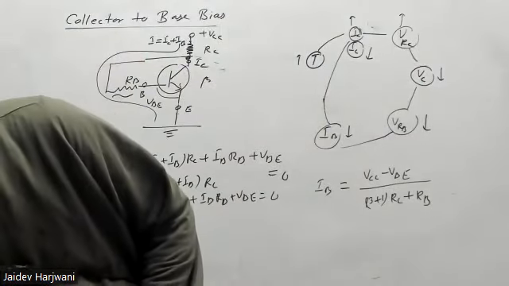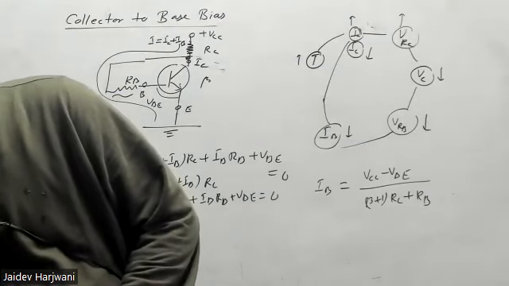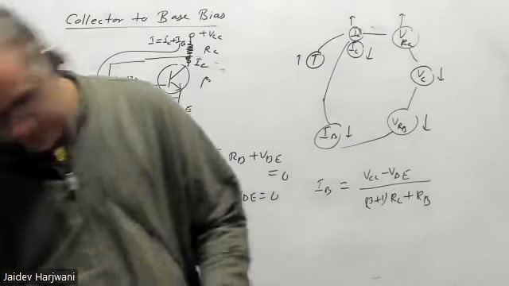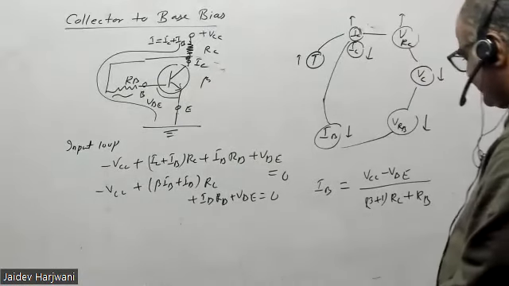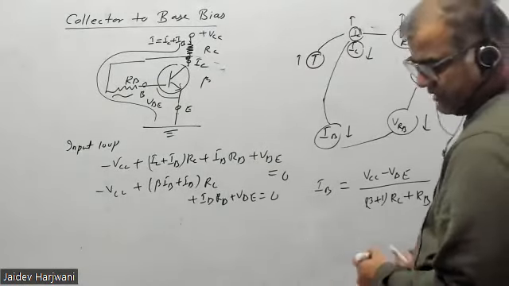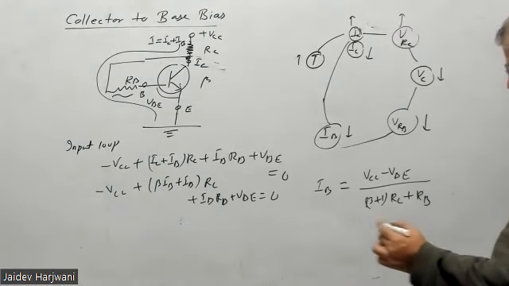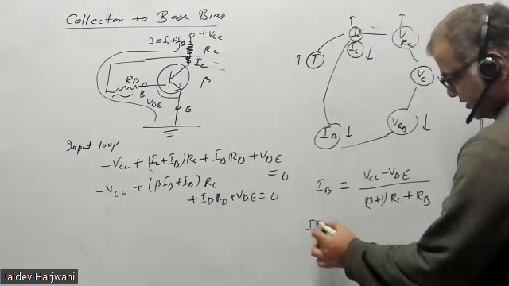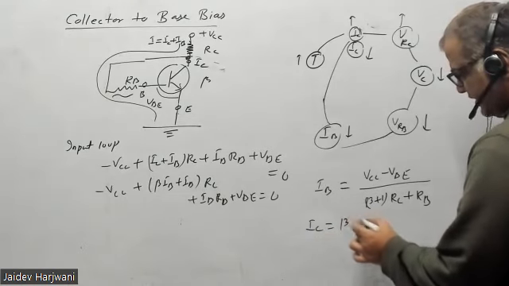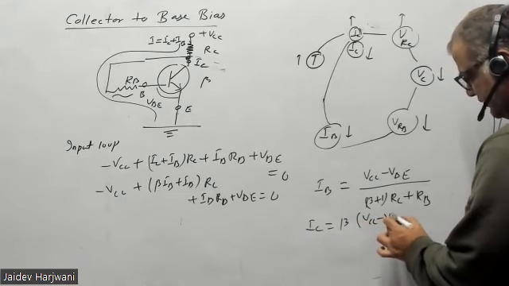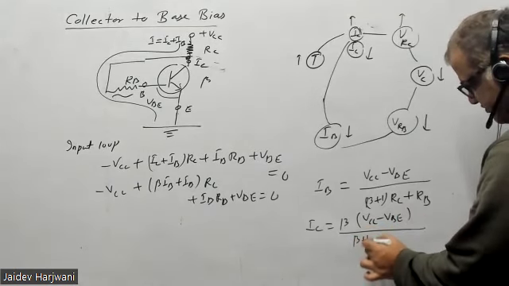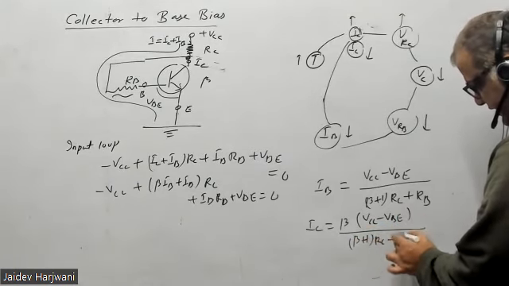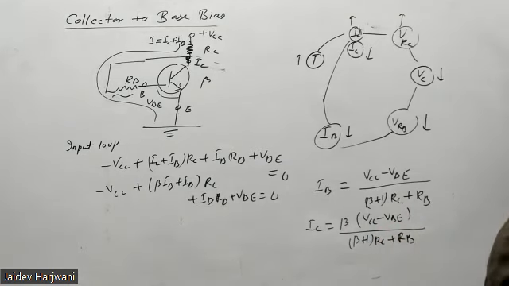Is this equation correct or not? Tell me. Yes, sir, correct. Now you can see in this circuit, if I want IC, IC is just beta multiplied by IB, that is beta times VCC minus VBE, divided by (beta plus 1) RC plus RB.